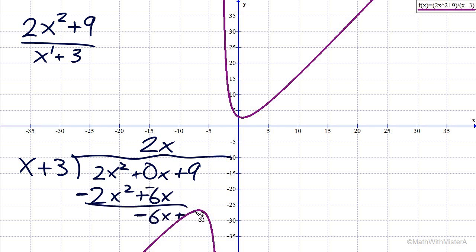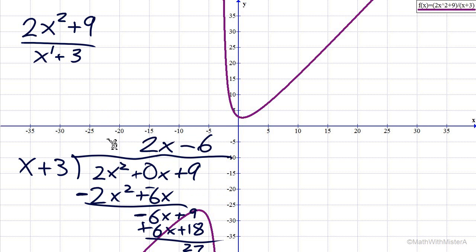Let's bring down the plus 9. And now we need negative 6. Really don't care about the remainder at this point. I'm just looking for the oblique asymptote. But it is 27, I'm pretty sure. Y equals 2x minus 6.